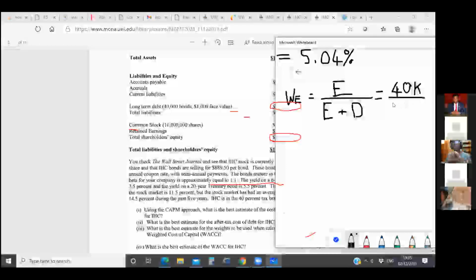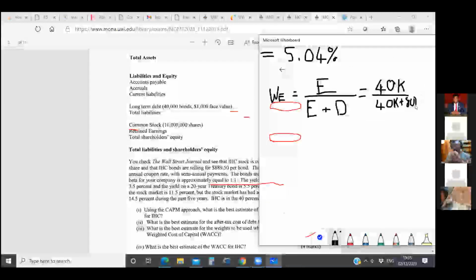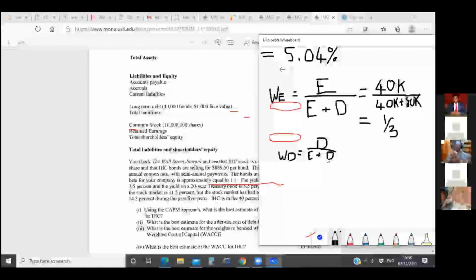Okay. Now, what adjustment do we need to make to this 8.4% to consider the tax? Anyone? The tax rate is 40%, I believe. Yes, it says IHC is in the 40% tax bracket. Let me just highlight this. 40% tax bracket. Anyone? What adjustment would we need to make to this 8.4%?